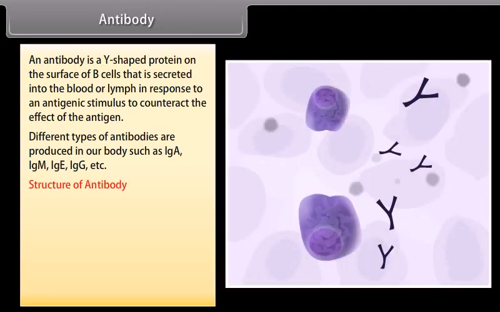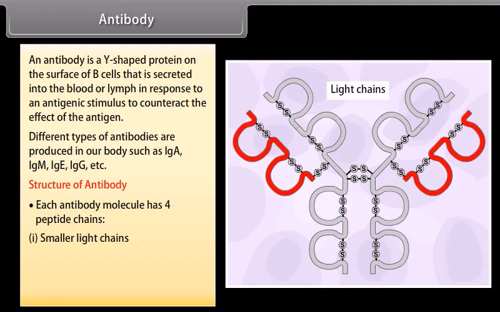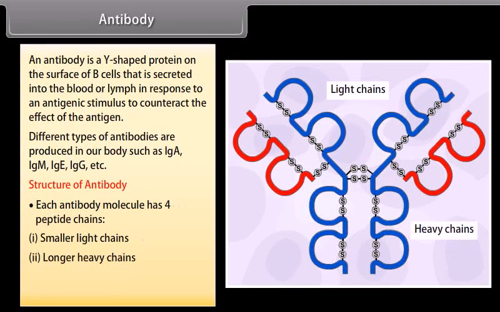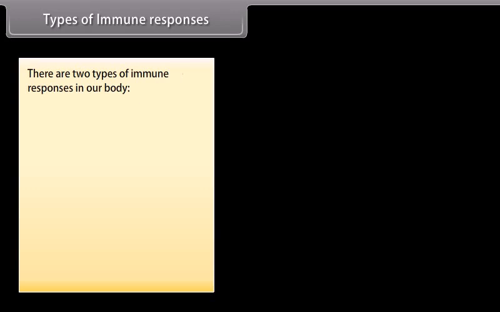Structure of antibody. Each antibody molecule has 4 peptide chains: smaller light chains and longer heavy chains. An antibody molecule is represented as H2L2. Types of immune responses. There are 2 types of immune responses in our body.